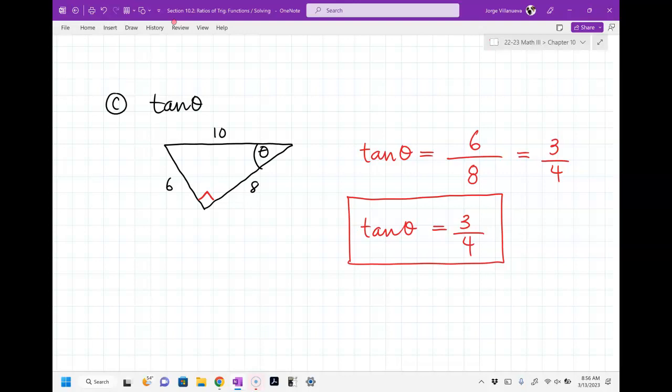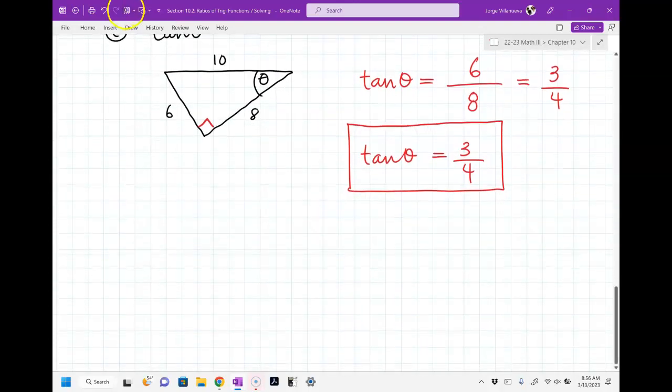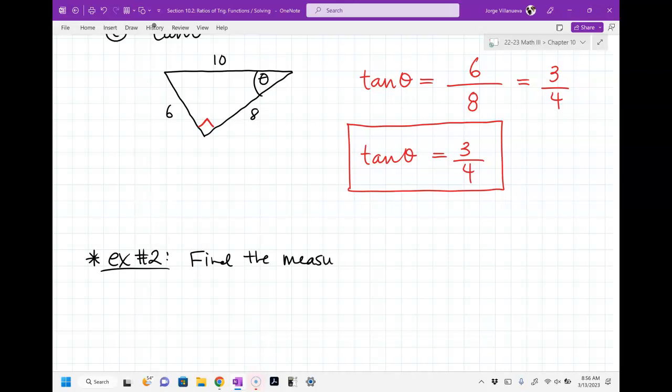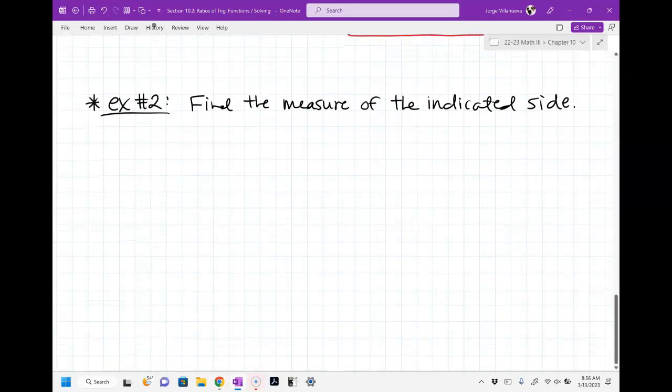Now, the other part of the homework, this is the part where the calculators come in, is where they're going to want you to figure out measurements to sides. So let me give you example number 2 here. Again, this is where your calculator is going to come in handy. If you don't have one, there's some up here. You can come and grab one. So find the measure of the indicated side.